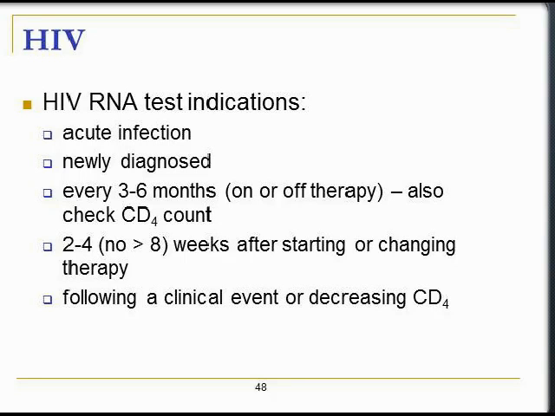Now, when do you use that viral load testing? Well, there's certain situations. Acute infection, viral loads go up quickly with acute infections. Anyone who's newly diagnosed, to get a baseline viral load. And then a patient should be checked every 3 to 6 months and do a CD4 count at the same time. A little more often when you're starting therapy or changing therapy, because you want to make sure that therapy in that particular patient is appropriate and is working.